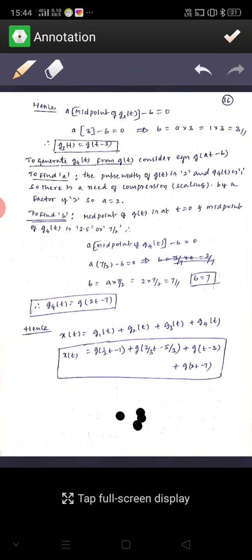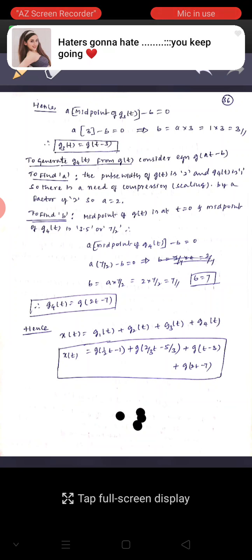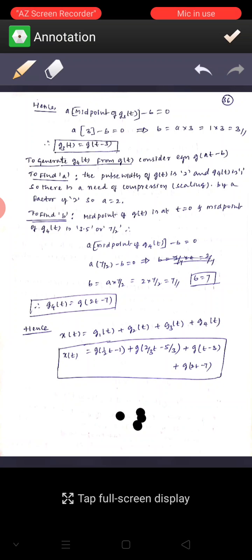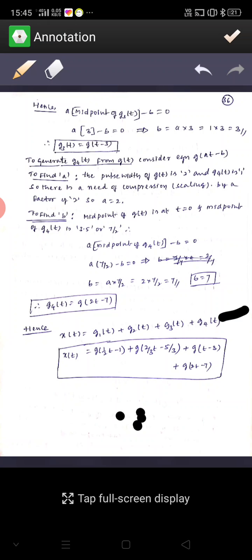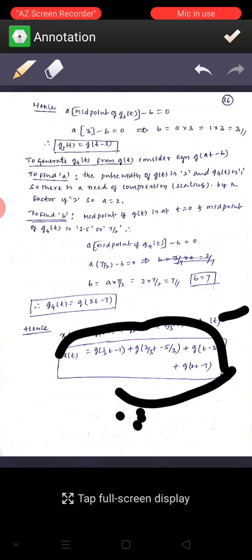And adding them, my original signal shown in the figure 1.7a, x of t, is the superposition of all 4 signals, that is g1 of t plus g2 of t plus g3 of t plus g4 of t. Now the question asks for it directly in terms of g, not in terms of g1, g2, g3. So substituting those values, x of t is equal to g of 1 by 2 t minus 1 plus the other terms, and substituting the values of g1, g2, g3, we have written this equation. We get this solution.